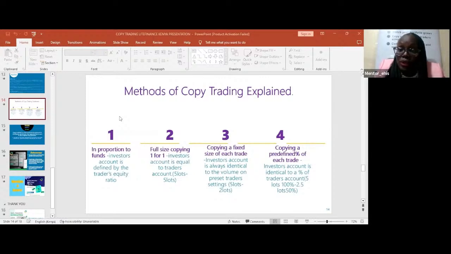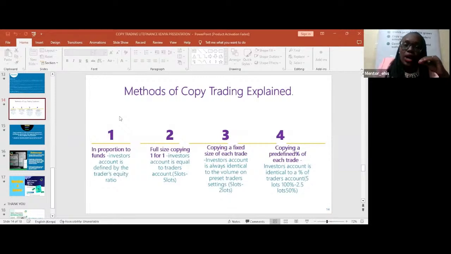Number 4 is copying a predefined percentage of each trade. The investor's account is identical to a percentage of the trader's account. Let's say 5 lots will go for 100% and 2.5 lots will go for 50%. So these settings, you would find them on the last stage of launching your copy. But the most advised is in proportion to funds.